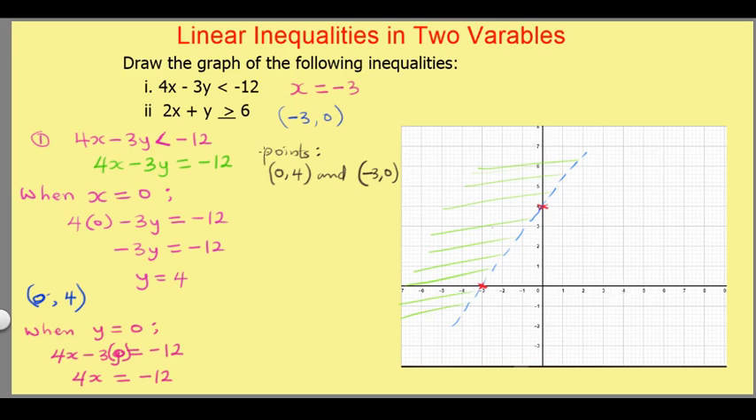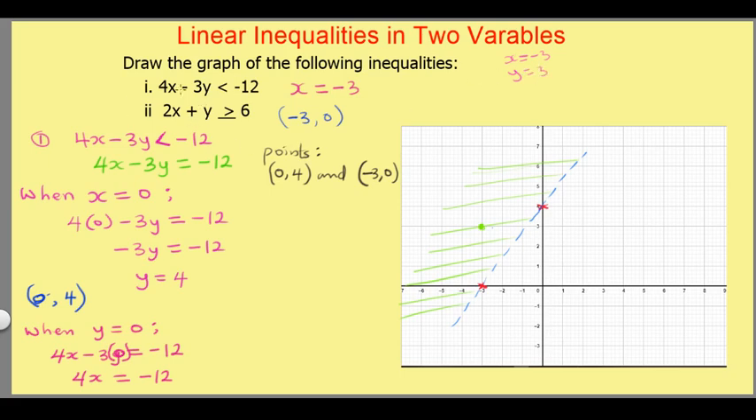Which means any point along this region satisfies this inequality. If you try, let's pick this point. This is point x is minus 3, y is also 3. When x is minus 3 and y is 3.